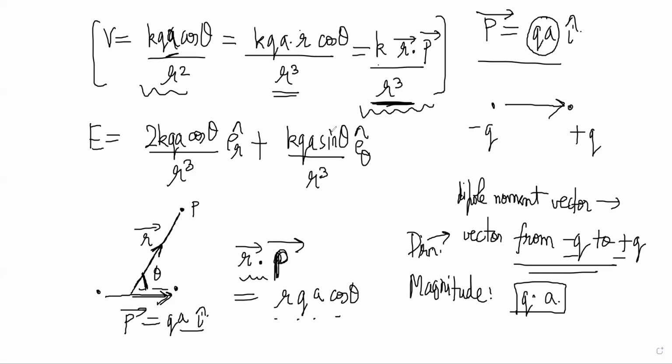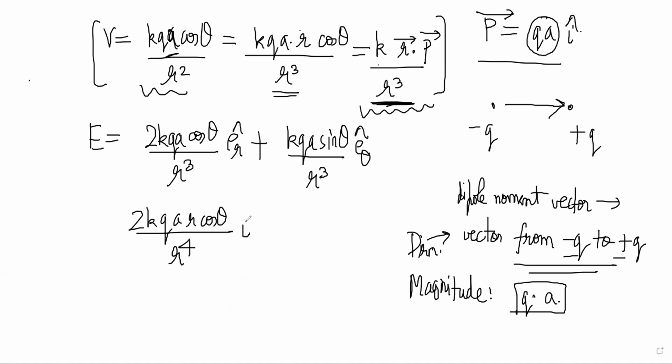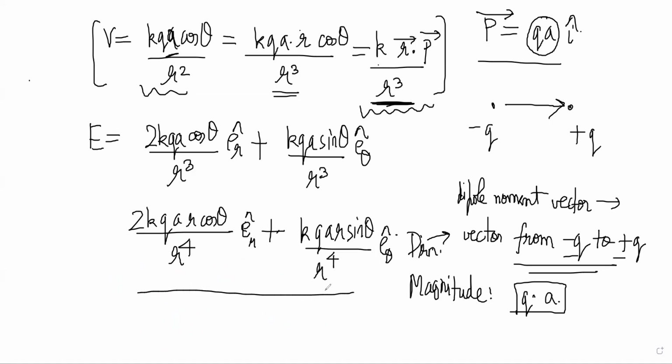On the other hand, for the field, here also you can say things like that, but it is a little more complicated. See here, if you multiply 2kqar cos theta by r power 4, and here kqar sin theta by r power 4 e theta. Notice that this is a dot product of r and p, and this is a cross product of r and p.